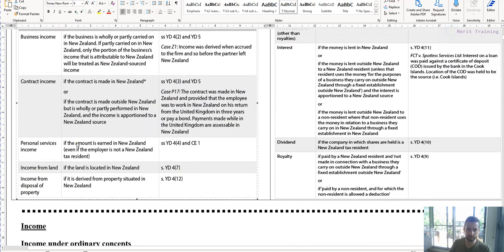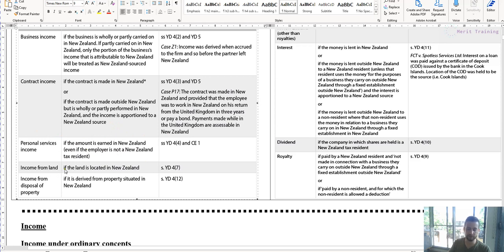The next is personal services income. We talk about this later on. Basically, this is income which, even though on paper it's earned through a different entity, whether it's a company or a trust. So let's say you own a consulting business and you set up a company because it's got a more favorable tax rate than you'd pay as an individual. What PSI says is, regardless of where that's earned, we're deeming that income to be earned by you, and we're calling that personal services income. So then you actually have to pay that at your personal rate, which is a higher rate. So PSI is earned in New Zealand if the amount is earned in New Zealand, even if the employer is not a New Zealand tax resident.